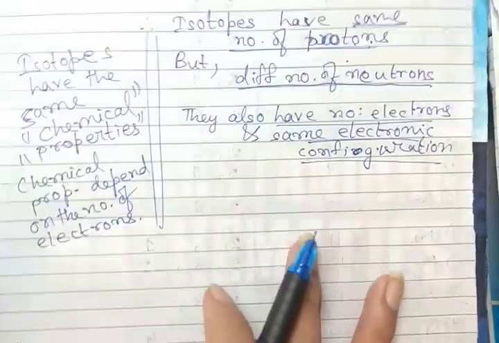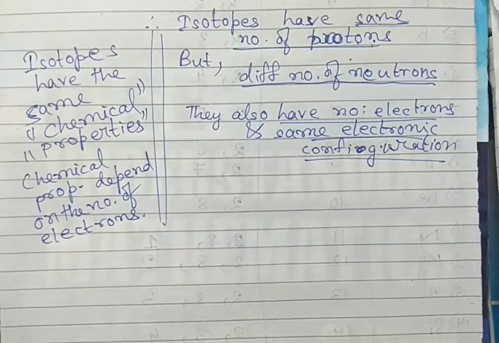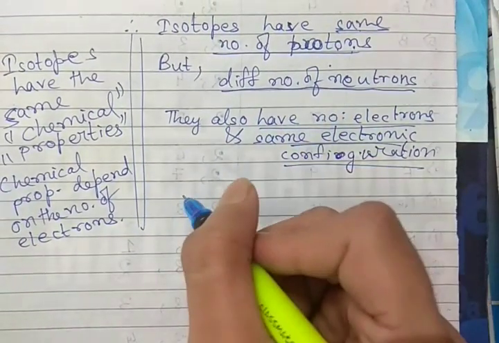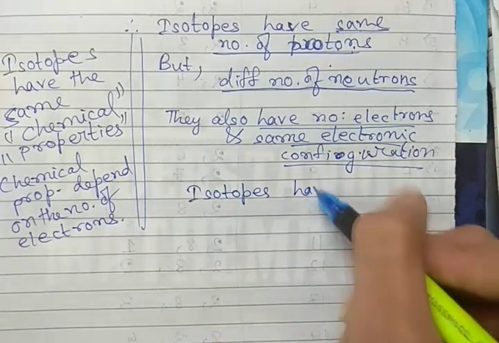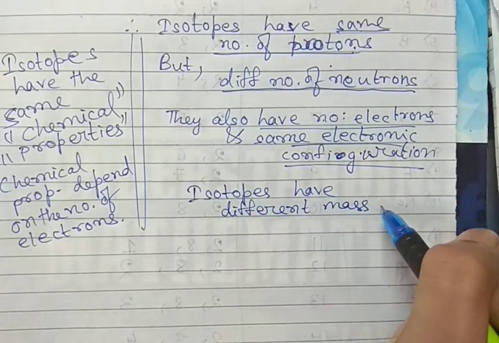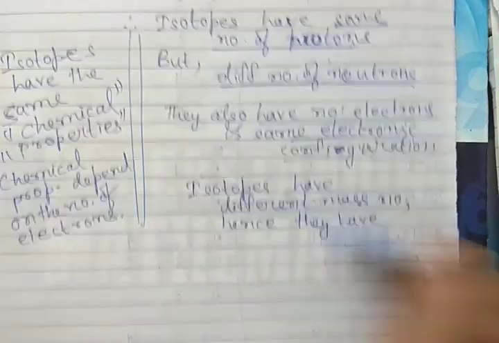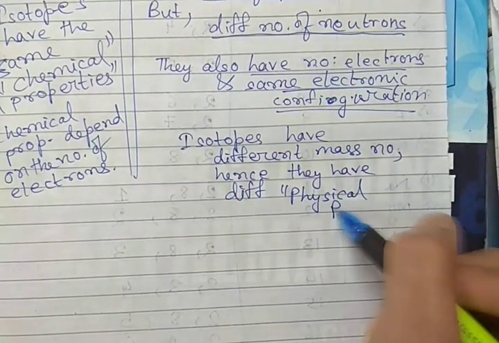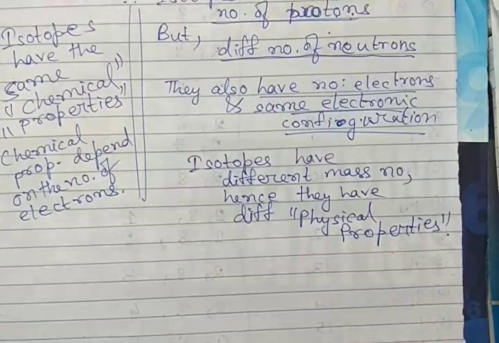But how do they differ? Isotopes differ in physical properties because physical properties depend on mass number, and mass number is different because neutrons vary in the isotopes. So isotopes have different mass number, hence they have different physical properties. Okay, is it very clear? They have different physical properties. Clear? Okay, so now let us take an example.